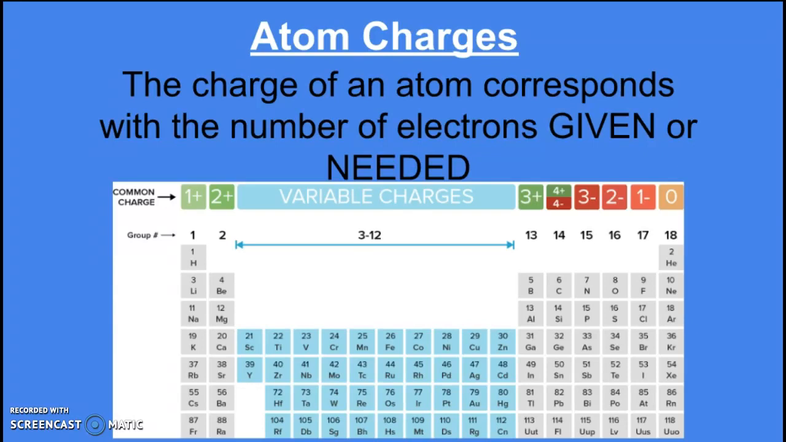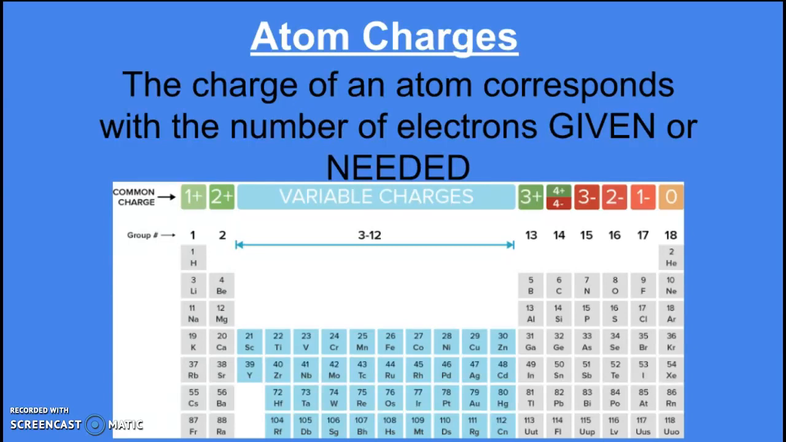Then we pick it back up with boron. That family has a charge of +3. Once we get to carbon, remember carbon has 4 valence electrons. So it can either take 4 electrons from another atom or other atoms, or it can give away 4 electrons. It doesn't matter, either way is the same effort.